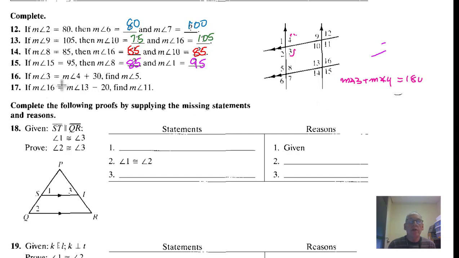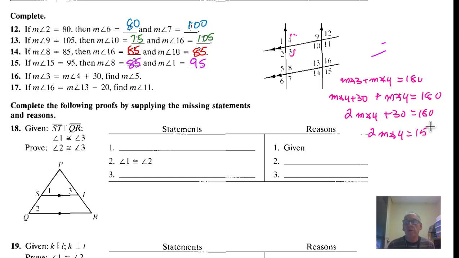But it's also telling us that angle 3 is the same thing as angle 4 plus 30. So measure angle 4 plus 30 gets substituted in for measure of angle 3. We still got our measure of angle 4 added with that. That makes 180. So now we have two measures of angle 4 plus 30 equals 180. Take away 30 from both sides, 2 measures of angle 4 equals 150. Divide by 2, the measure of angle 4 is 75. So 4 is a 75.